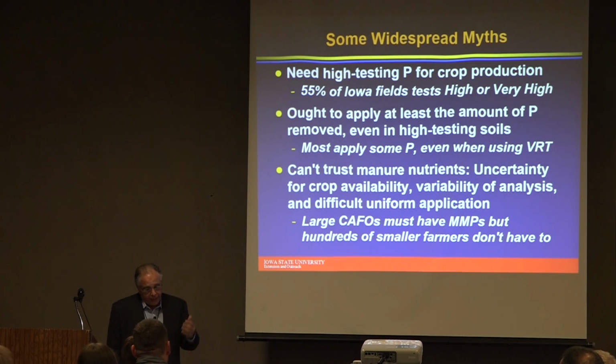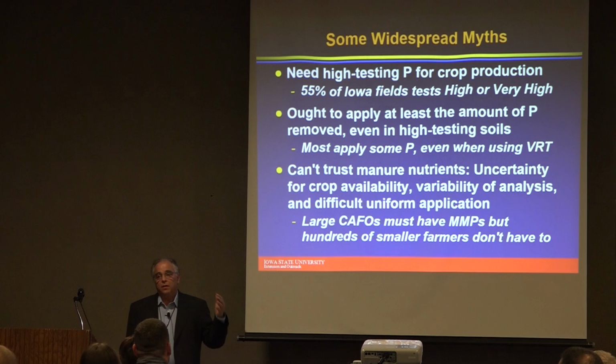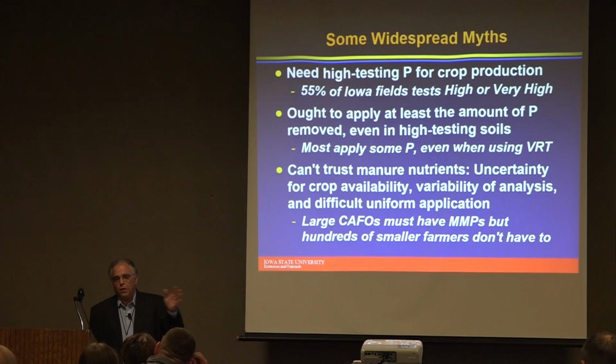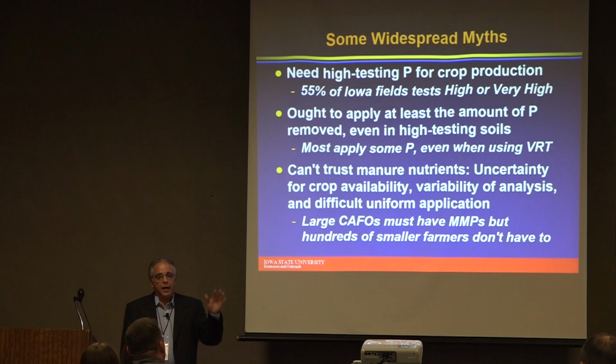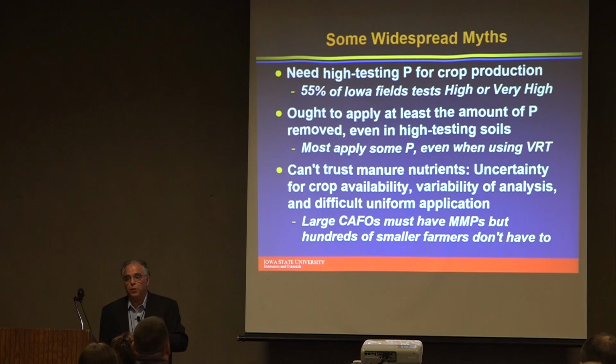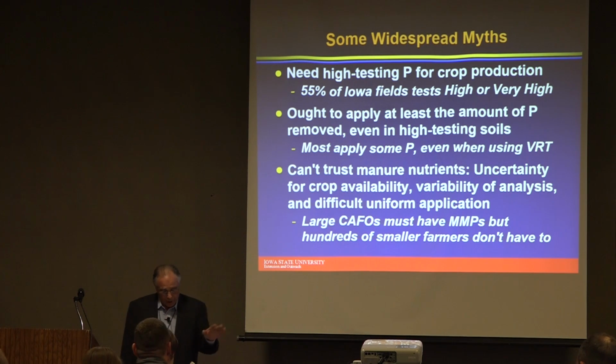Some people say we need high testing soils for crop production. No, but 55% of the fields of Iowa, 50 to 60, depending on what survey or data you look at, are high or very high in P, which in most of them we could stop applying P for anywhere from 5 to 20 years, 30 years before there is a probability of response. That's the truth.